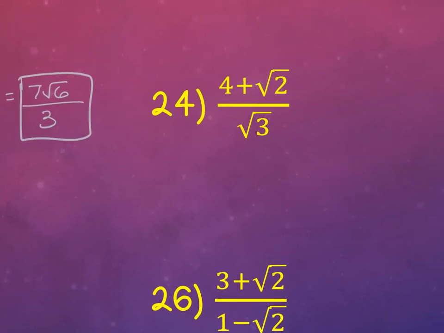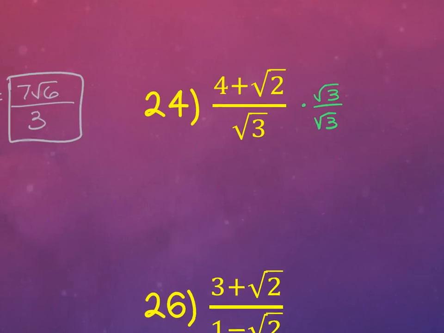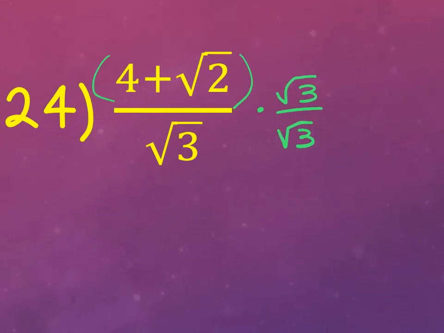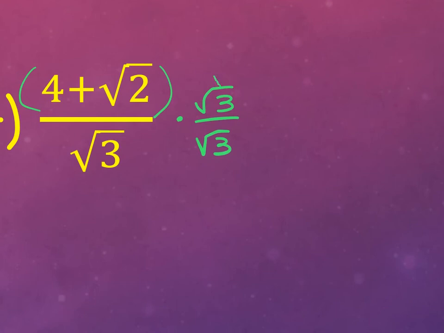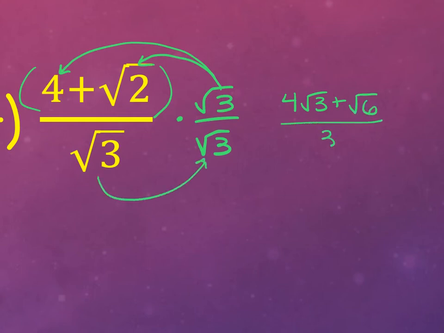All right, 24. Again, the root in the top is fine. The root in the bottom is the problem. So I'm going to multiply both the top and the bottom by the square root of 3. So this is still the distributive property. It's just that the order is reversed. Okay, I'm going to distribute the root 3 to the 4 and the root 3 to the root 2. So this becomes 4 root 3 plus root 2 times root 3, which is root 6, over root 3 times root 3, which is 3. Again, I can't cancel something outside a radical with something inside the radical, like the 3 and the 6, so my answer stays exactly like that.